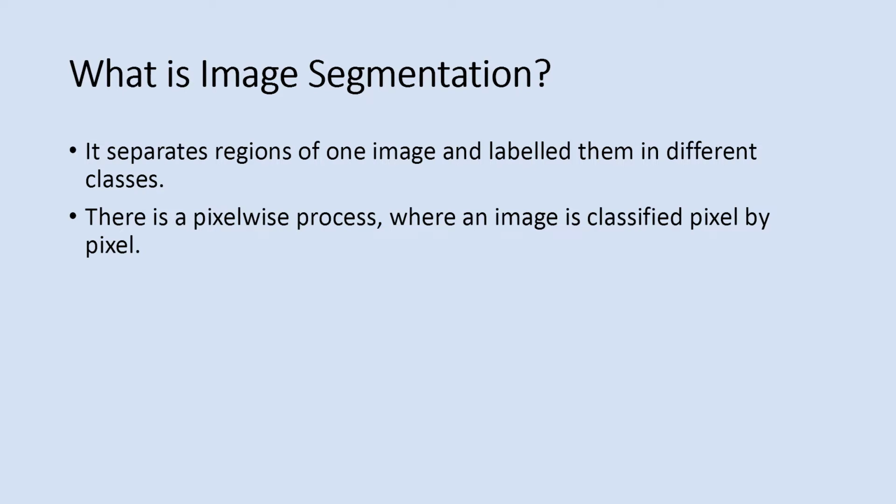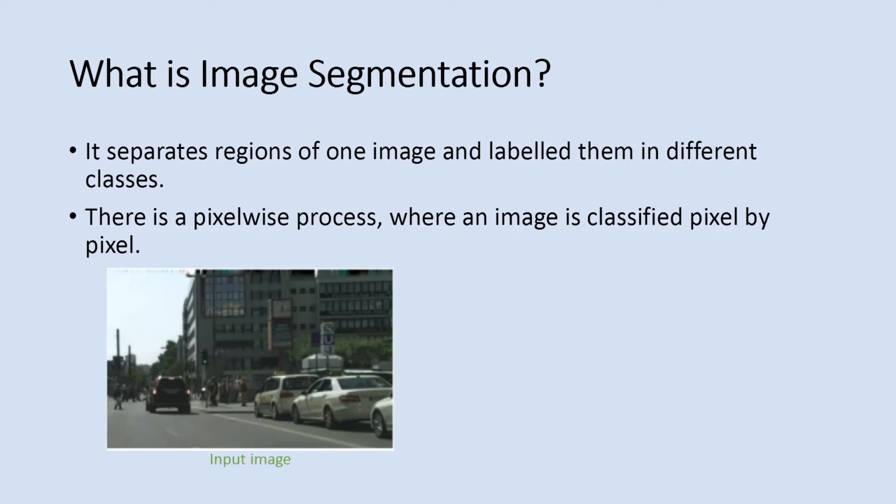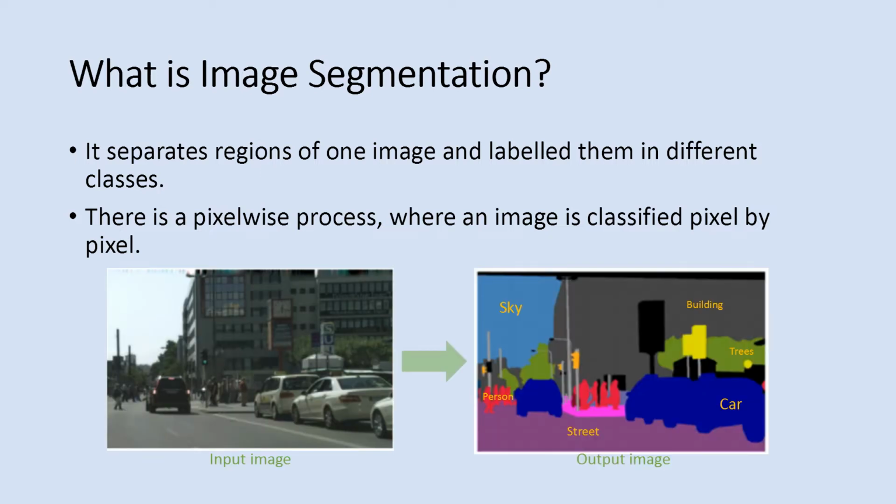First one, what is image segmentation? In simple words, it's the task of separating regions of one image and assigning them different labels. In this example, we can see an image of a common street and their output using image segmentation, where we can identify different objects such as cars, buildings, people, sky, and so on. In this way, each pixel of our original image is classified under a specific label.